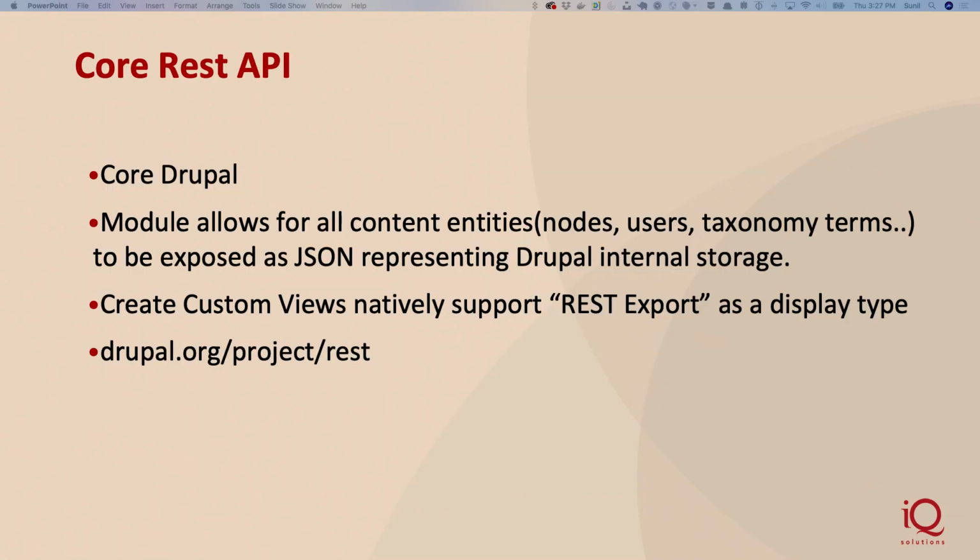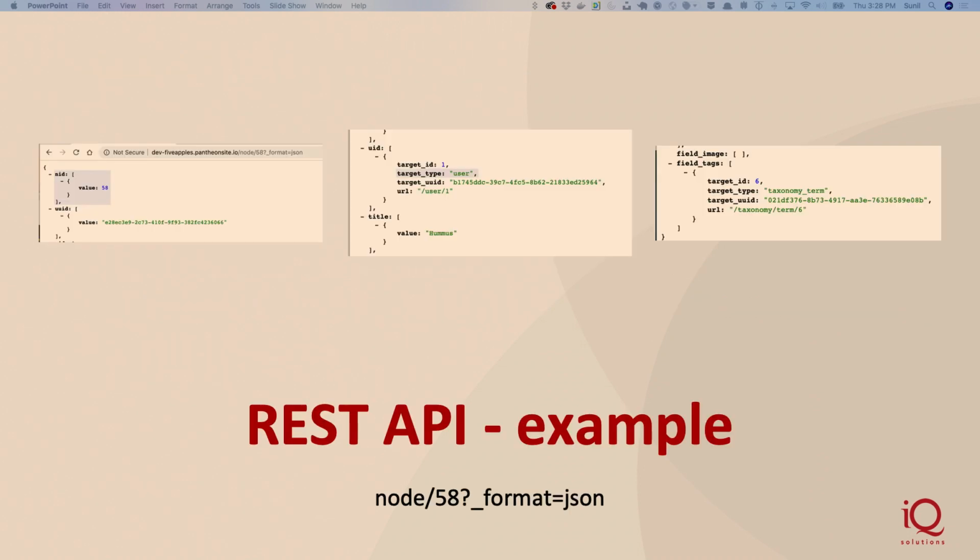So core REST, of course, this module allows for all the entities like nodes, users, taxonomy terms, pretty much everything. All your data can be represented as JSON and queried, and you can also create custom views and then natively export them as REST export.